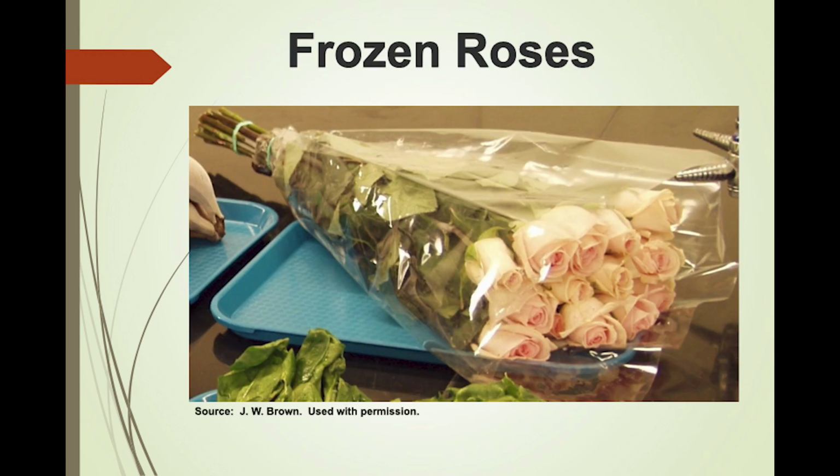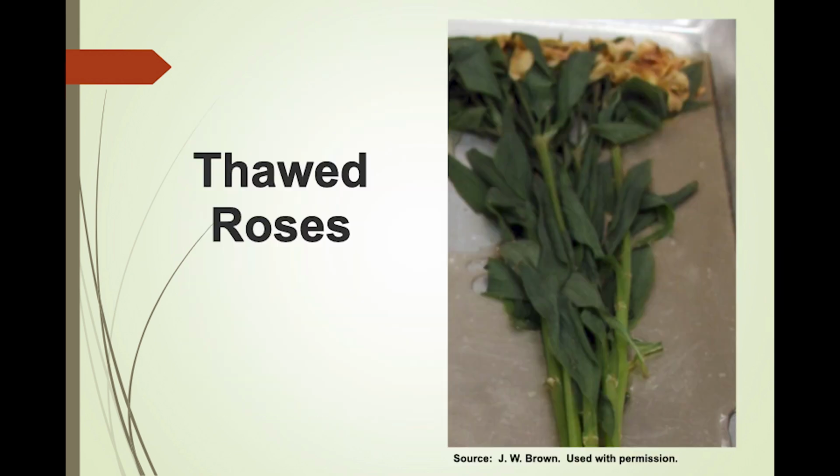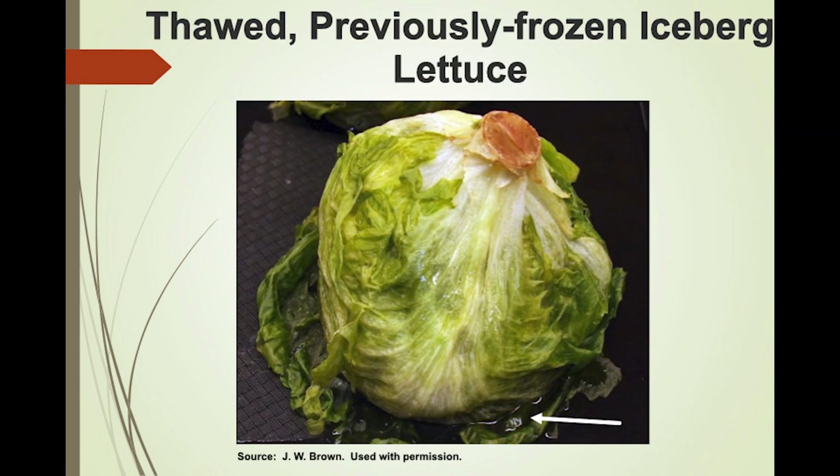Here are frozen roses, and the roses after they've been thawed. Once again, the tissues have collapsed dramatically, and of course, the roses are a total loss. A frozen and thawed iceberg lettuce head. You can see the glistening on the surface and the darkness of the leaves. They're very soft and have collapsed. The head is unmarketable.